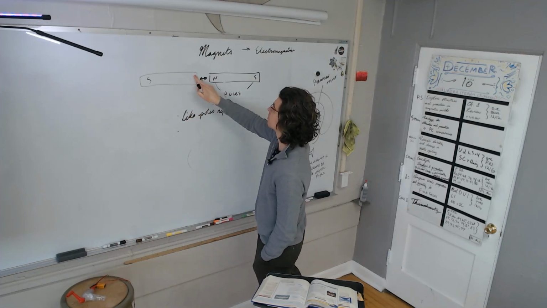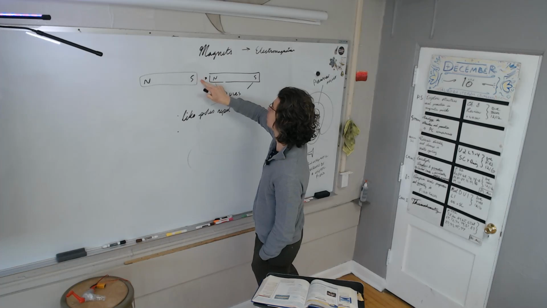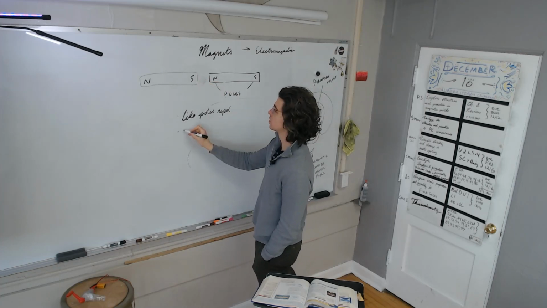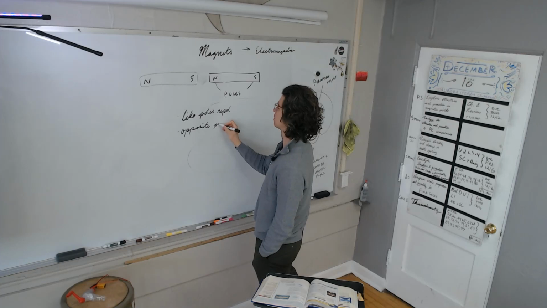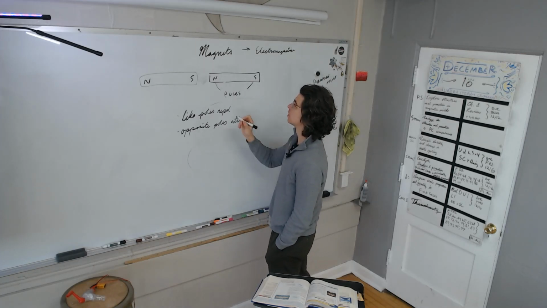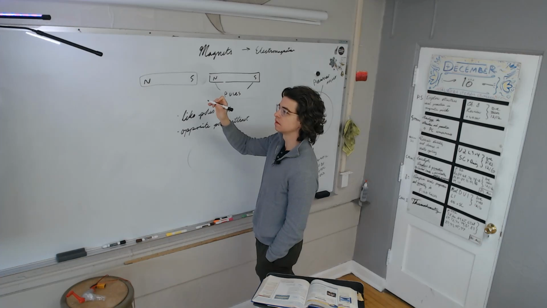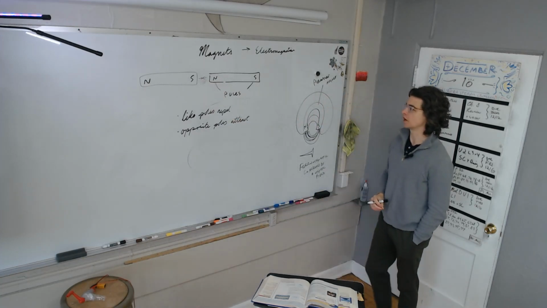What if I switch it? And now I have the north and south pole. Yeah, so opposites attract. Well, I guess, try like that. There we go. The opposite poles will attract.